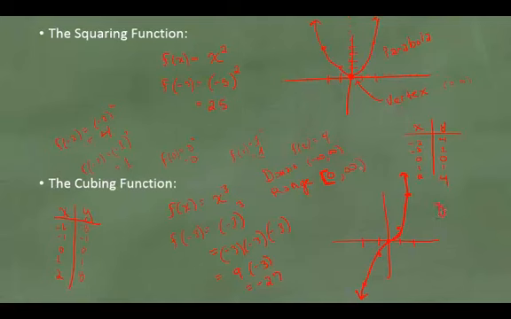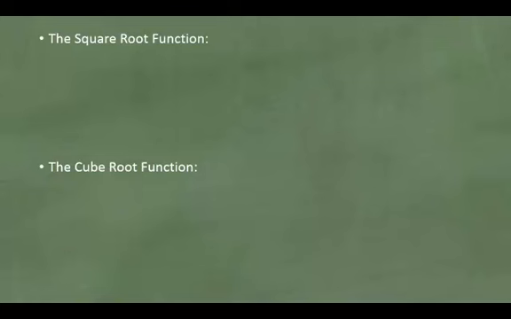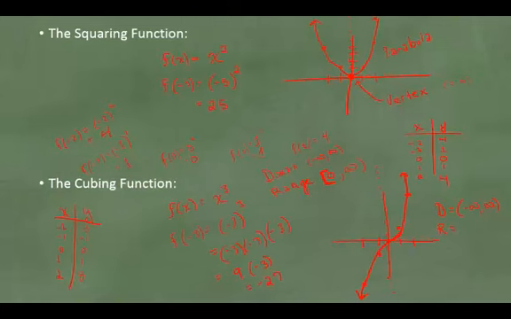The domain for the cubing function is all the x values are being used up, notice. So it's negative infinity to infinity. And the range, notice all the y values are being used up. So the range is negative infinity to infinity.